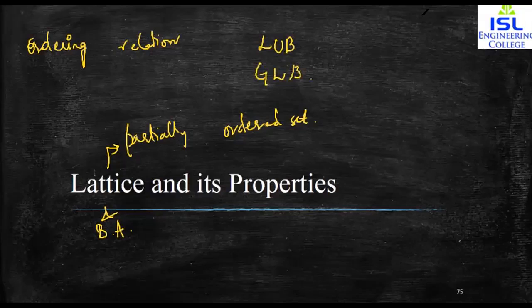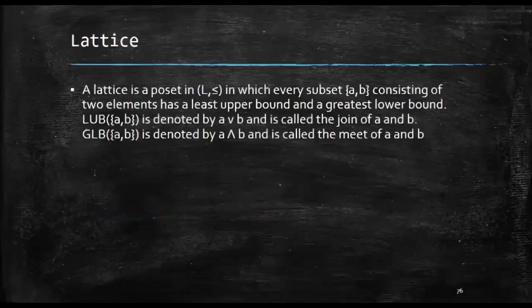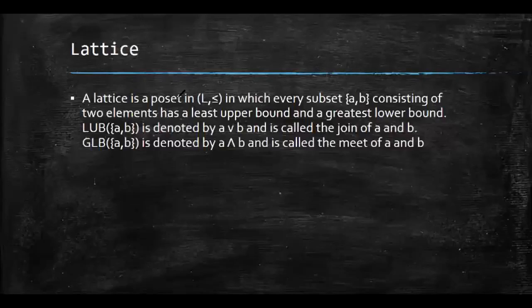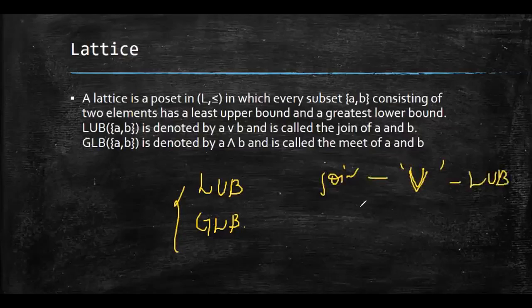For that, let's see the definition of a lattice first. A lattice is a partially ordered set, and if you remember, for a poset we write the symbol less than or equal to: L comma less than or equal to, in which every subset {A, B} consisting of two elements of the partially ordered set has a least upper bound and also a greatest lower bound. We studied that every pair of elements should have a least upper bound and a greatest lower bound. The least upper bound is denoted by A ∨ B, and this symbol is known as the join. Similarly, the greatest lower bound is denoted by the inverted V, and this is called the meet of A and B.